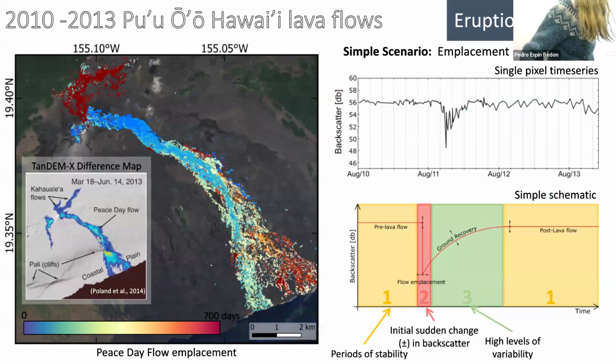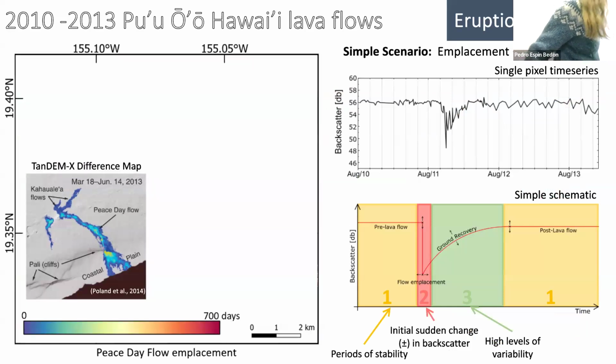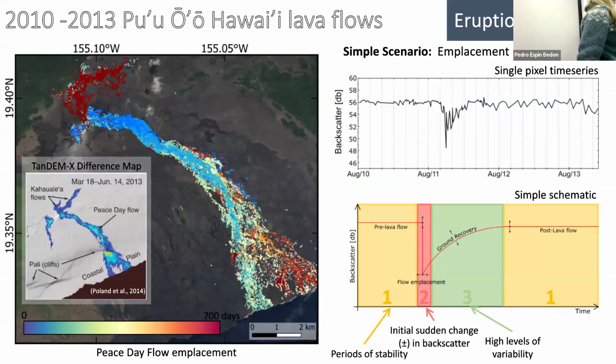So moving on to another application, this is lava flows in Hawaii. I think this is a nice example to get your head around how this works. You can see there's a single pixel time series over there, which is backscatter values and how they vary through time. That big drop there is when the lava flow comes in and is in place. And you can see there's a gradual recovery back up to the previous level, because these are lava flows that go on top of old lava flows.